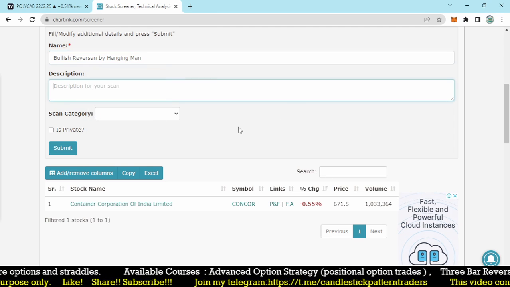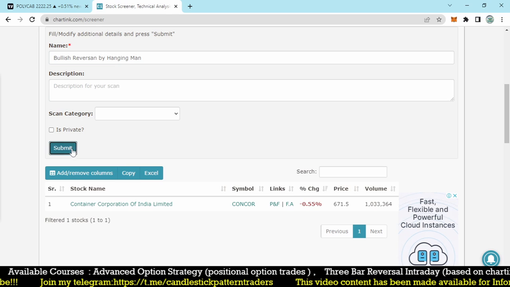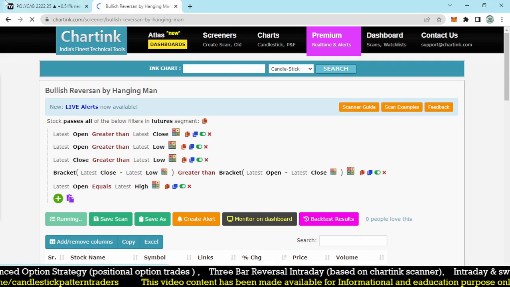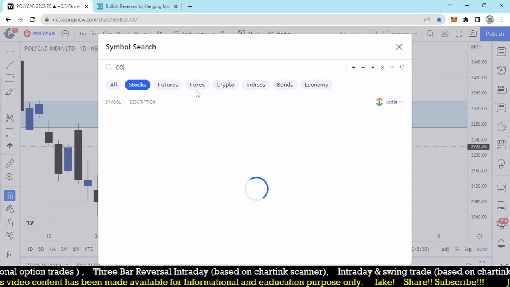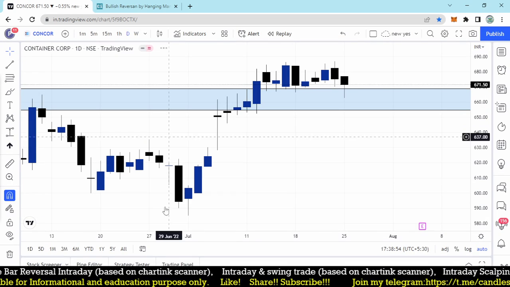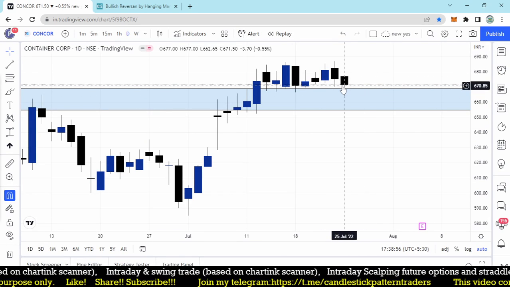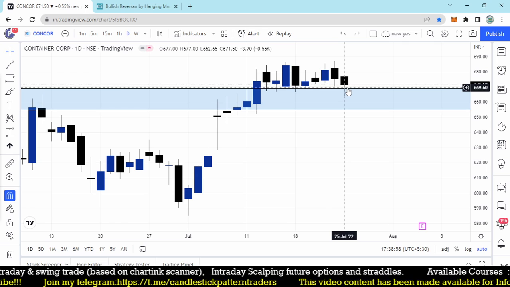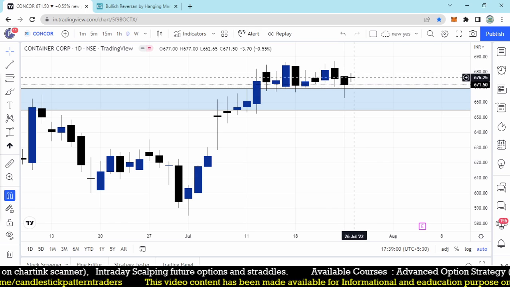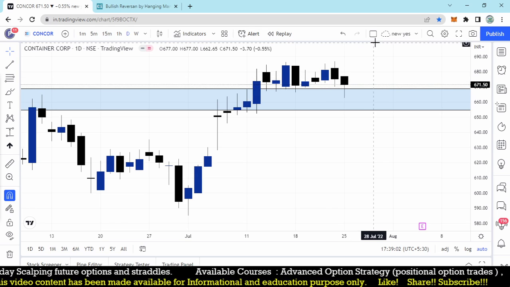Okay, this was the scanner name. We'll save the scan. Submit. Container Corporation, Concor, today. There was a hanging man happening today. When it breaks that high tomorrow, 677, there is a chance it may go up.